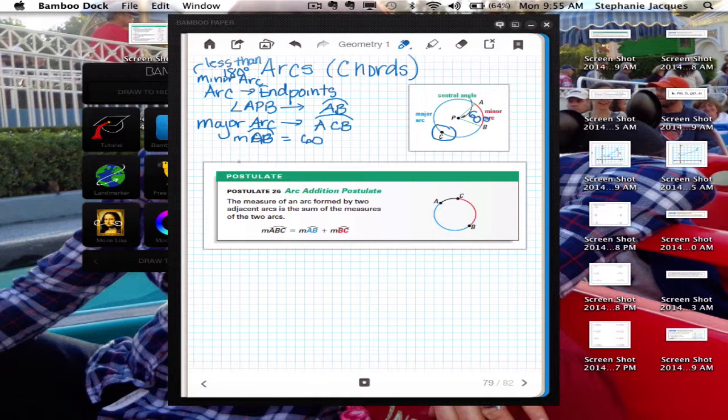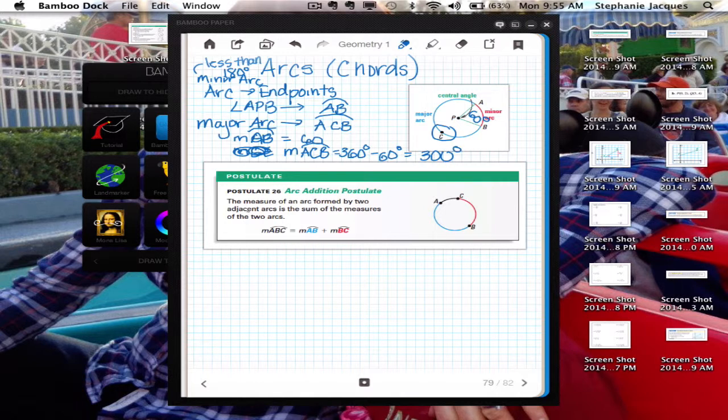And the measurement of ACB, the arc, I'm sorry, I was using a different example, is going to be 360, because that's how many degrees in a circle, minus 60 degrees. So that major arc is 300 degrees.